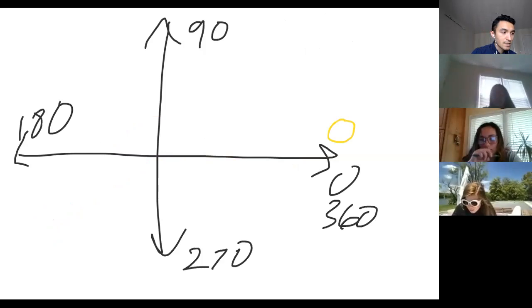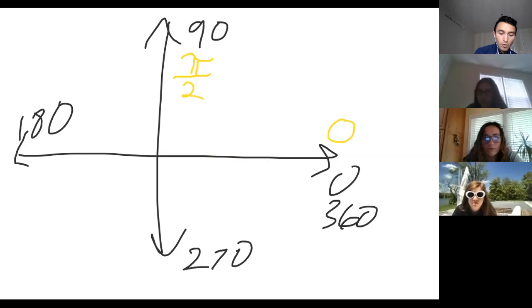When you get to 90, that's the same thing as radians in half, the halfway point. So that's pi over 2, because one whole pi is equal to 180. If you know this, that's all you need to know, because everything else is just a multiple.